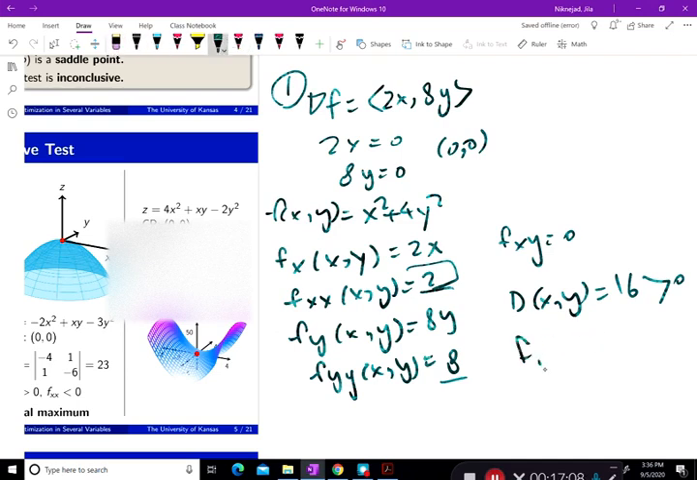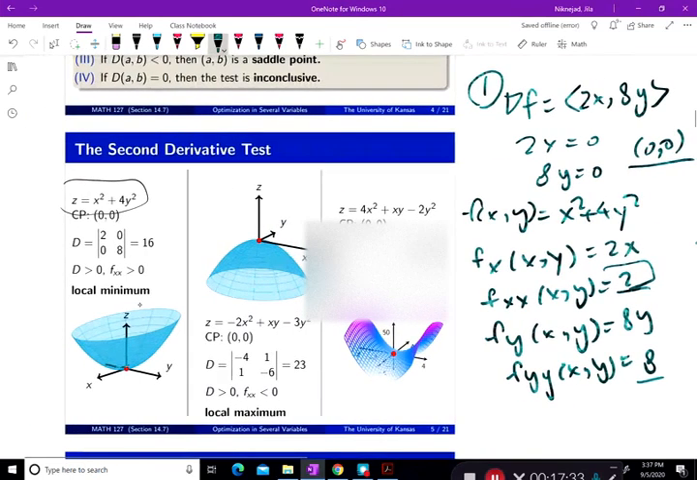Oh, sorry, f sub xx of x and y is equal to 2. I don't even need to plug in my critical point. I see that D and f sub xx are always positive. So the critical point is going to be a local minimum. And if you look at the shape right here, you know that there's a local minimum as well.